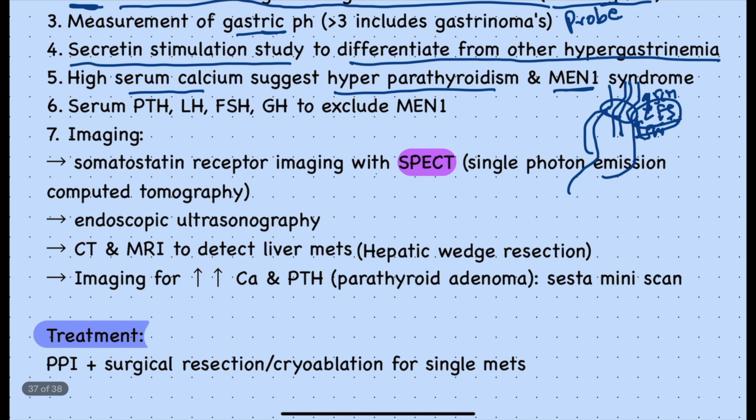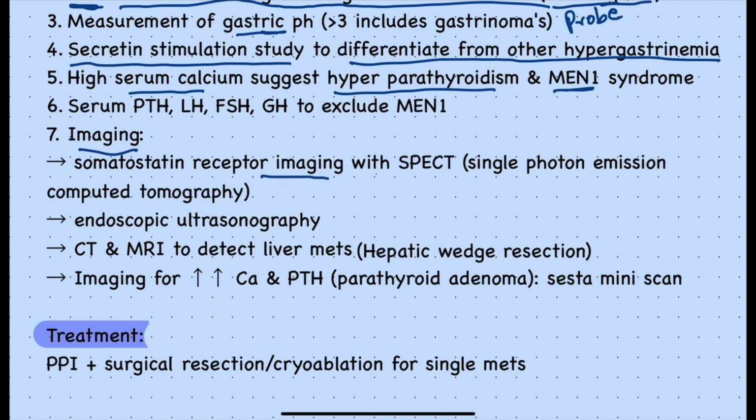Next, we will go to imaging studies. Imaging studies have some importance here. In imaging, we have somatostatin receptor imaging with SPECT. SPECT means single photon emission computed tomography. CT means computed tomography. It is single photon emission, which means it includes only one photon in imaging.